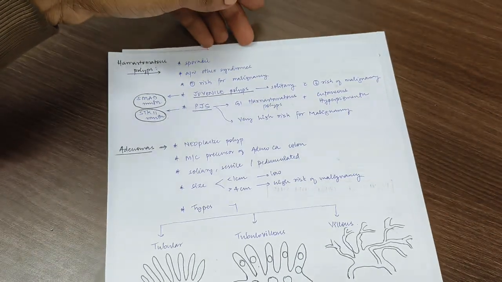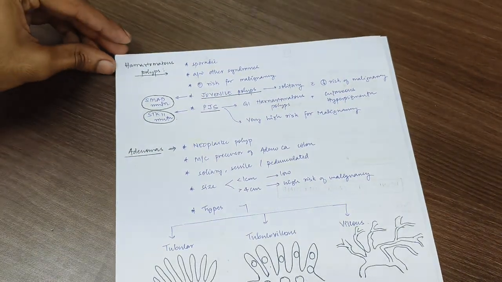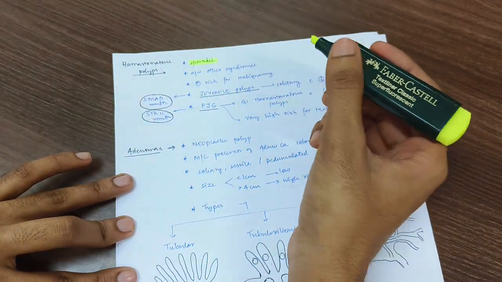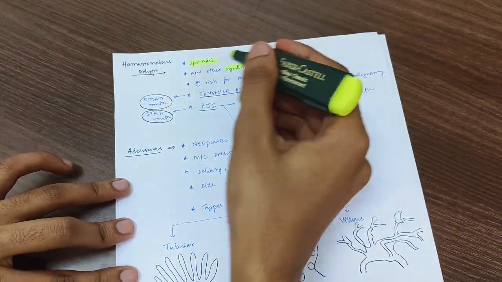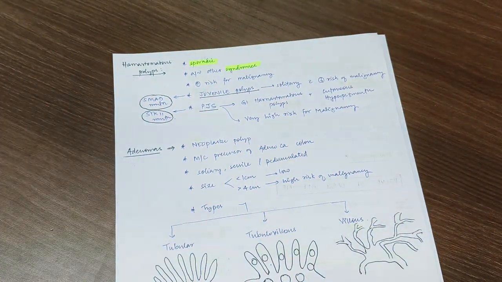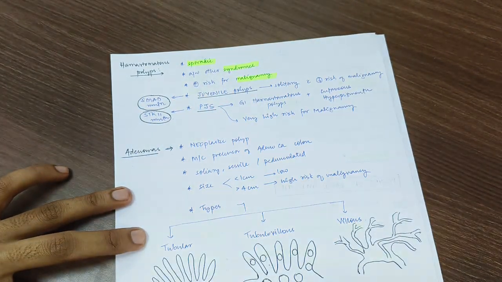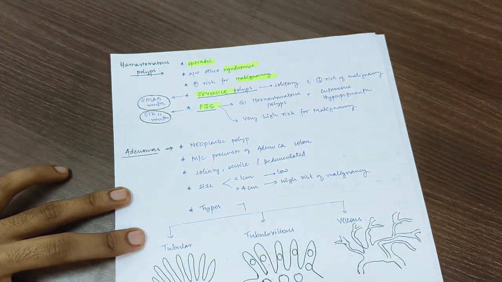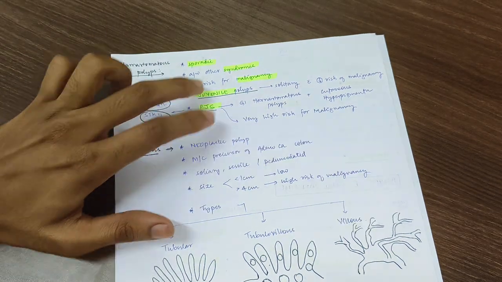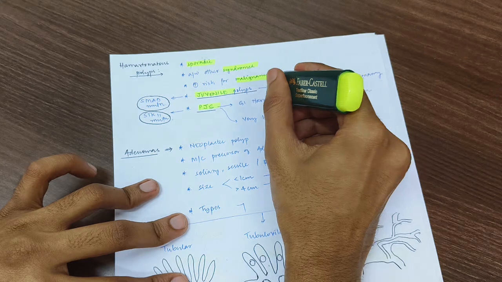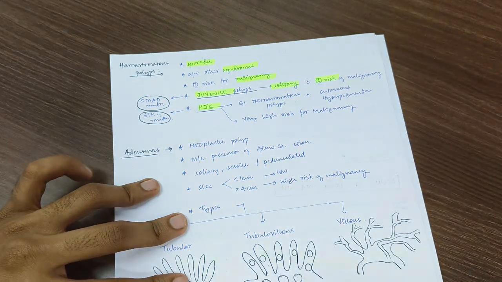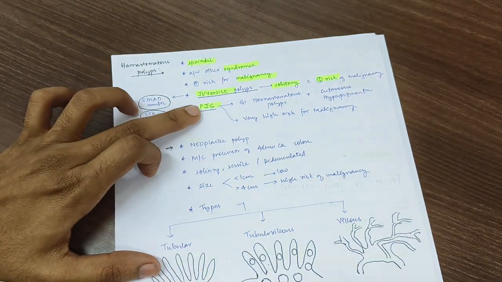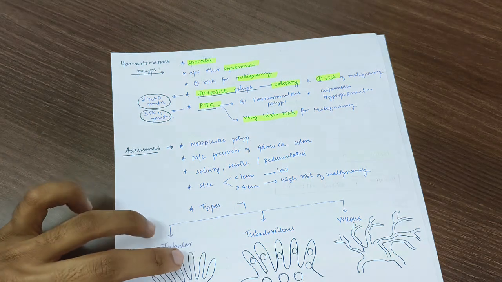What are hamartomatous polyps? Hamartomatous polyps are sporadic, meaning they can happen anywhere. They are usually associated with syndromes. They have high risk of malignancy. There are two types you are going to remember. One is juvenile and one more is Peutz-Jeghers syndrome, PJS. Juvenile polyps are solitary, but they have decreased risk of malignancy, whereas Peutz-Jeghers is very high risk.